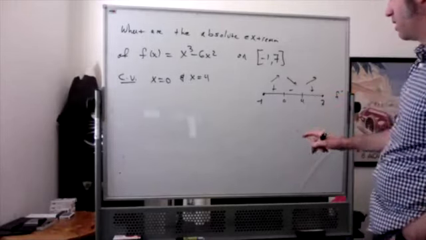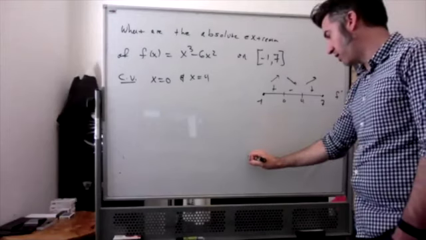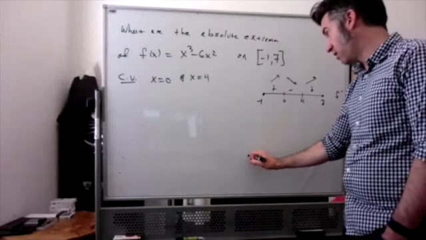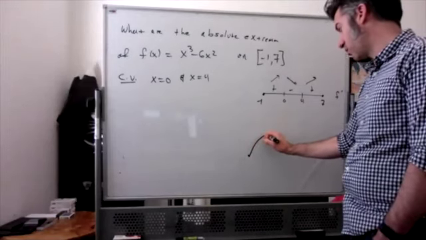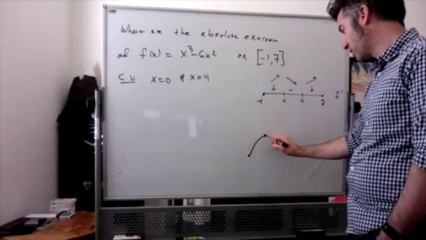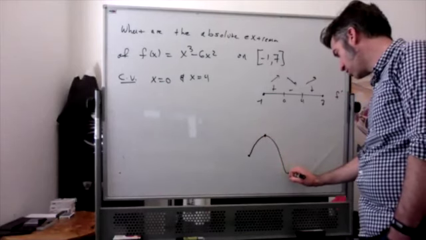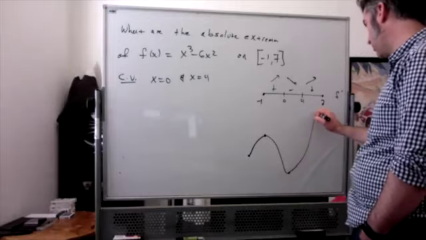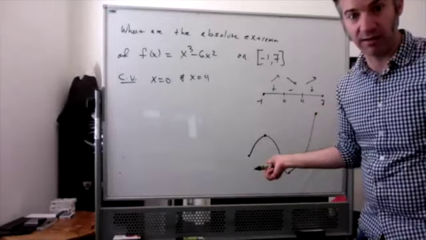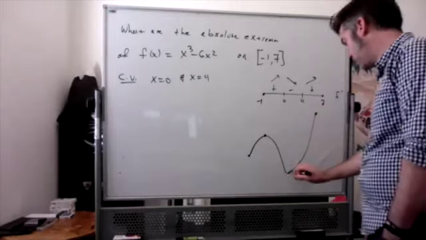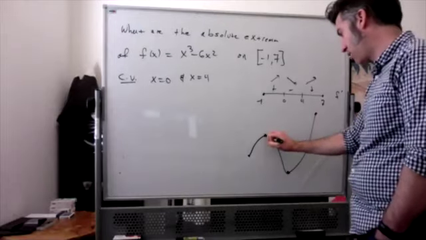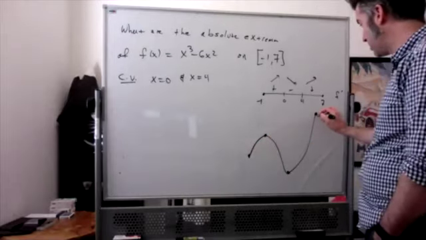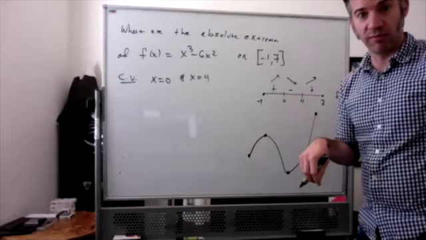The idea here is that at -1, whatever the value is, the function is going to be increasing until I get to 0, and then decreasing until I get to 4, and then increasing until I get to 7. I don't know if I've drawn this right. I think I have, but the point is, here are the candidates for the extreme values.